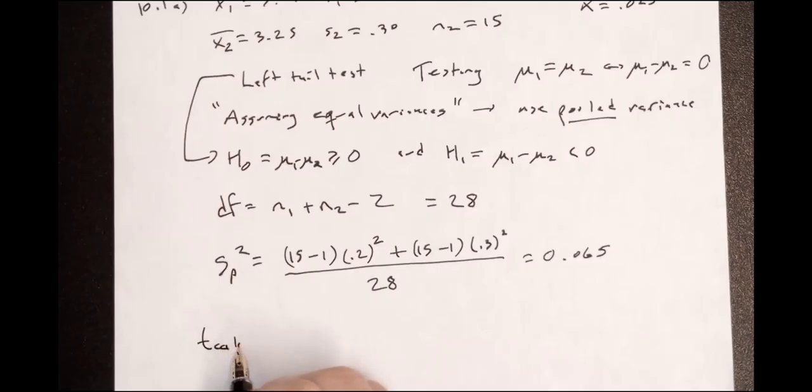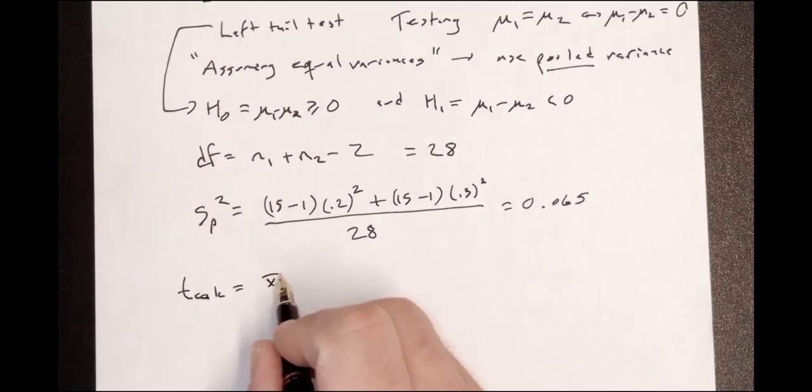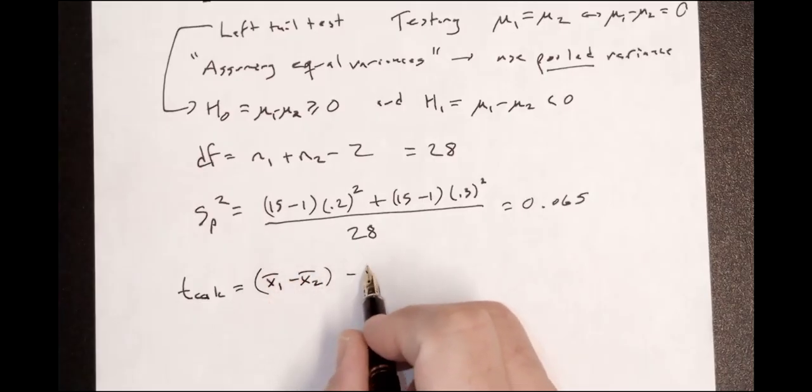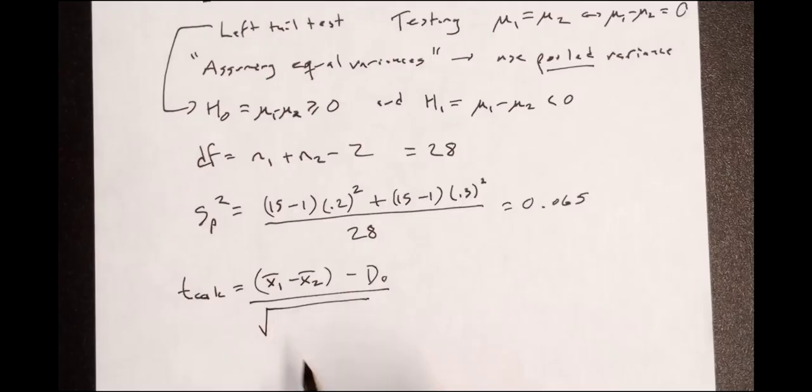T-calc is the difference in the means minus my benchmark, over the square root of, and it should be variance over number of people: S squared over N1 plus S squared over N2. If we were not separating the variances, that would be S1 and S2 respectively. We combined them, so it's SP in both cases.